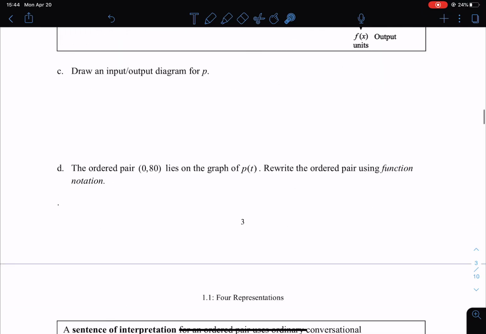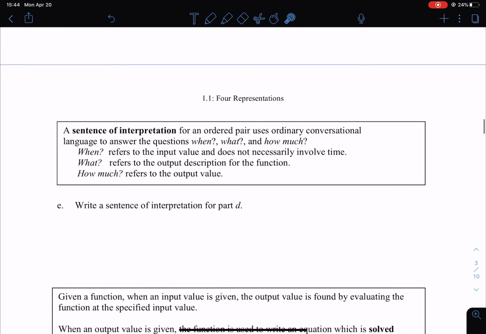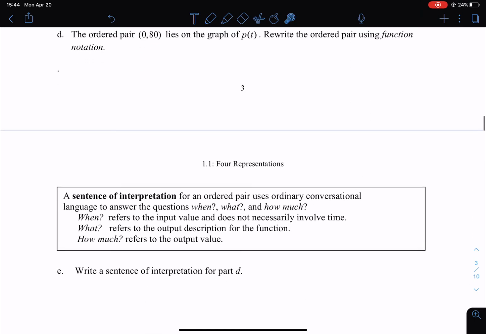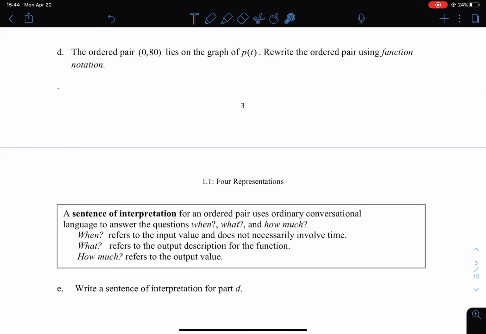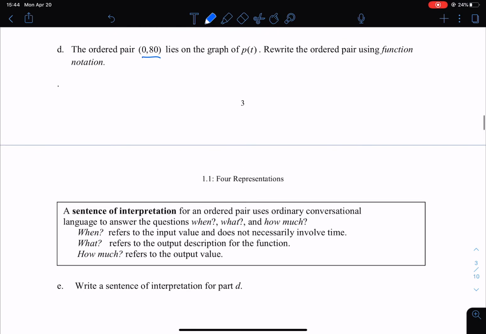And then on the next page, a sentence of interpretation. This one is about a sentence of interpretation for an ordered pair. So what is an ordered pair? Example D, this is an ordered pair, (0, 80). Rewrite it using function notation, that is f of 0 equals 80, p of 0 equals 80. And for the sentence of interpretation of (0, 80), what does 0 mean?